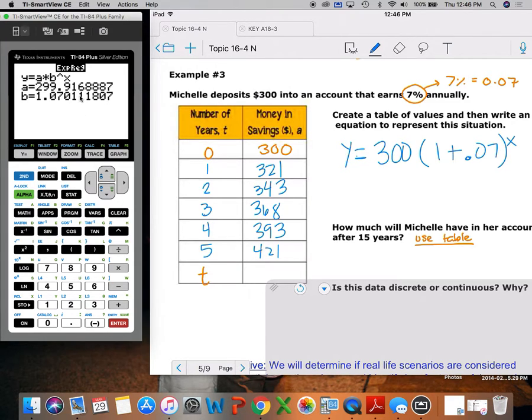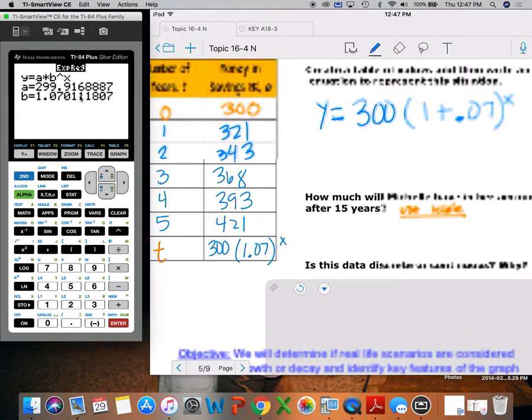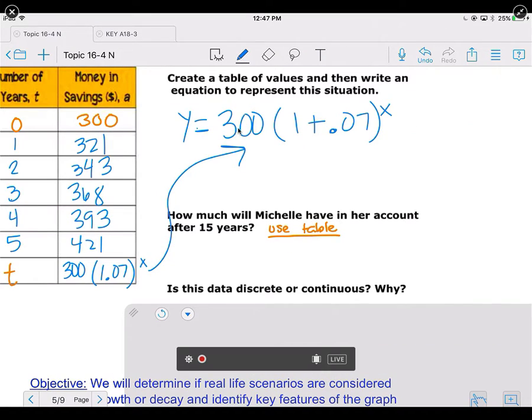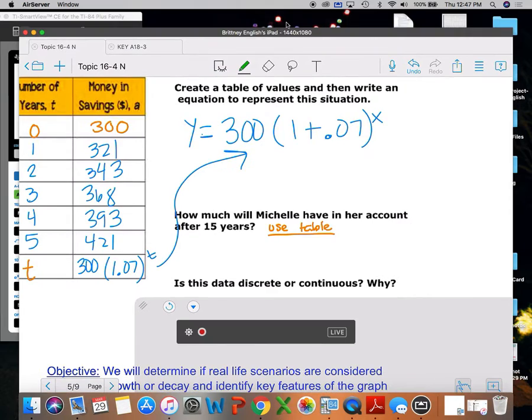So 299.9 basically rounds to 300. My b value is 1.07 raised to the x. Now if you notice, this is the same thing we had written here. 300 was my starting, 1 plus 0.07 is 1.07, so that's my b value. So if you can write the equation, all they're asking you to do is rewrite it here. If you're given info and you can figure out the table, then you need to put the table in StatEdit and figure out your equation. And I apologize, this would be to the t because my variable is a t. Okay. Now the question, how much will she have in 15 years?